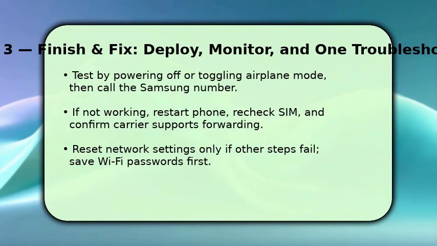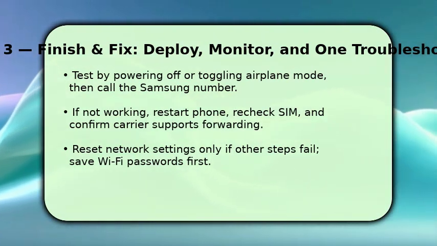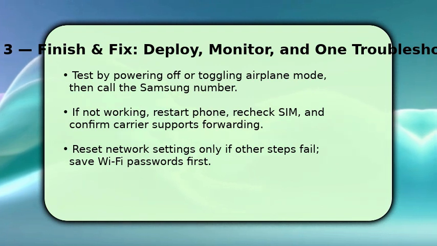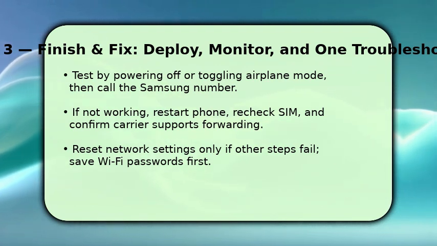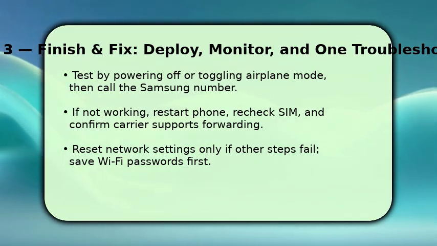Power off the phone or enable airplane mode, then call your Samsung number from another line to confirm it rings at the forwarded destination. If the call still reaches voicemail or fails, restart the phone and recheck SIM seating. Also confirm with your carrier that Divert When Unreachable is supported on your plan.